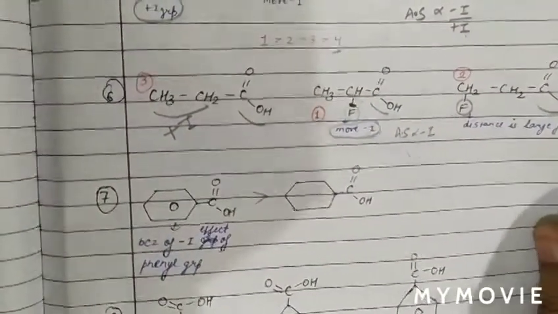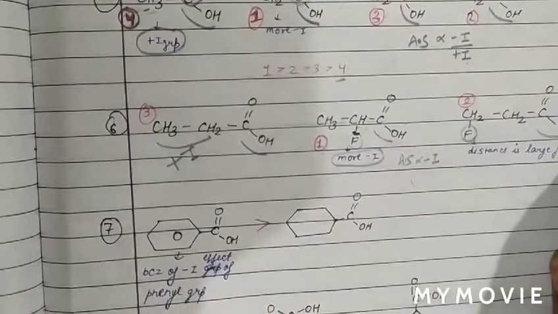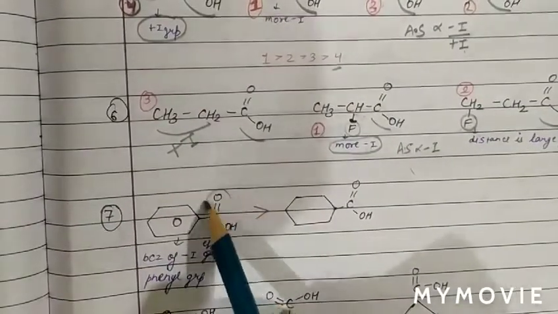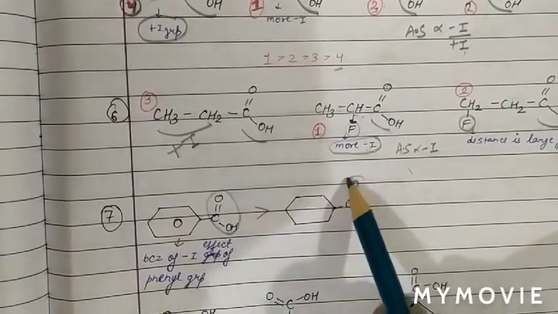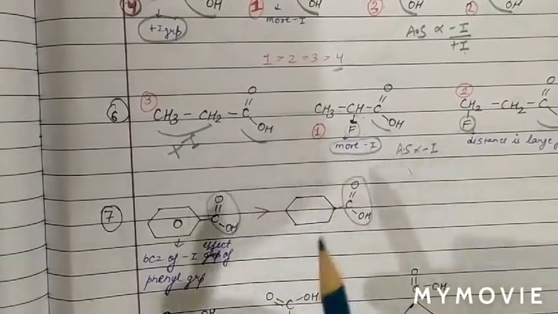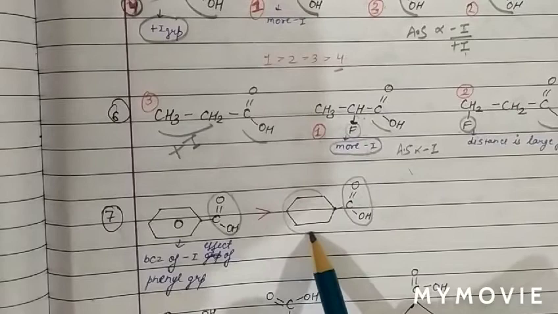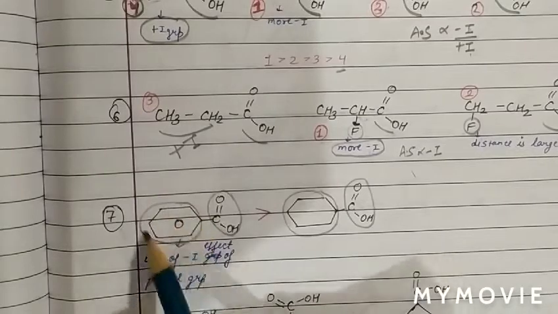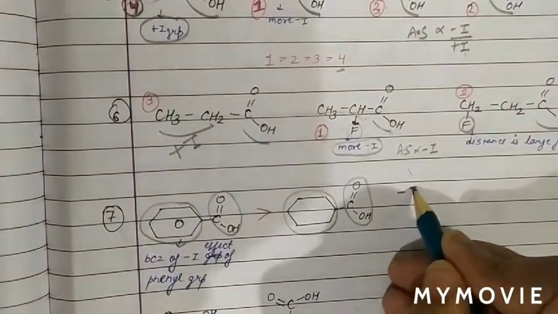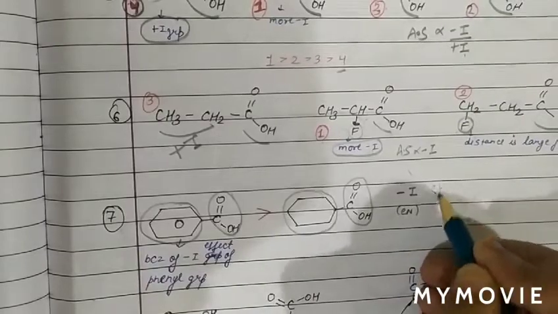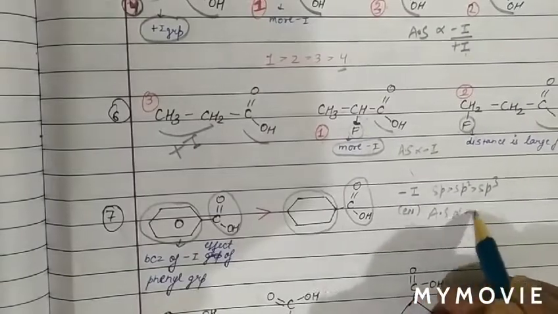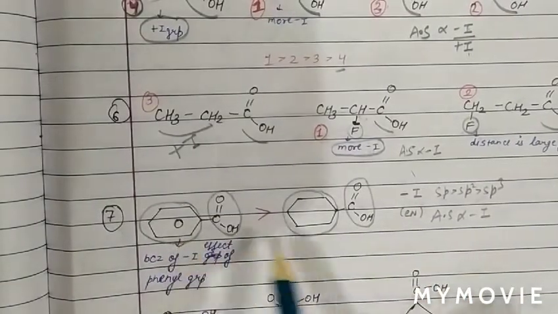Now see the next question. Again compare the acidic strength. As we can see in the next question, this is the carboxylic group, so we have to compare the acidic strength of this carboxylic group. This carboxylate ion is connected with an sp3 carbon, but this carboxylate ion is connected with an sp2 carbon, because benzene contains sp2 carbon. The minus I effect or electronegativity of sp2 is more than sp3. So acidic strength is proportional to minus I. Therefore the acidic strength of this is more with respect to this.